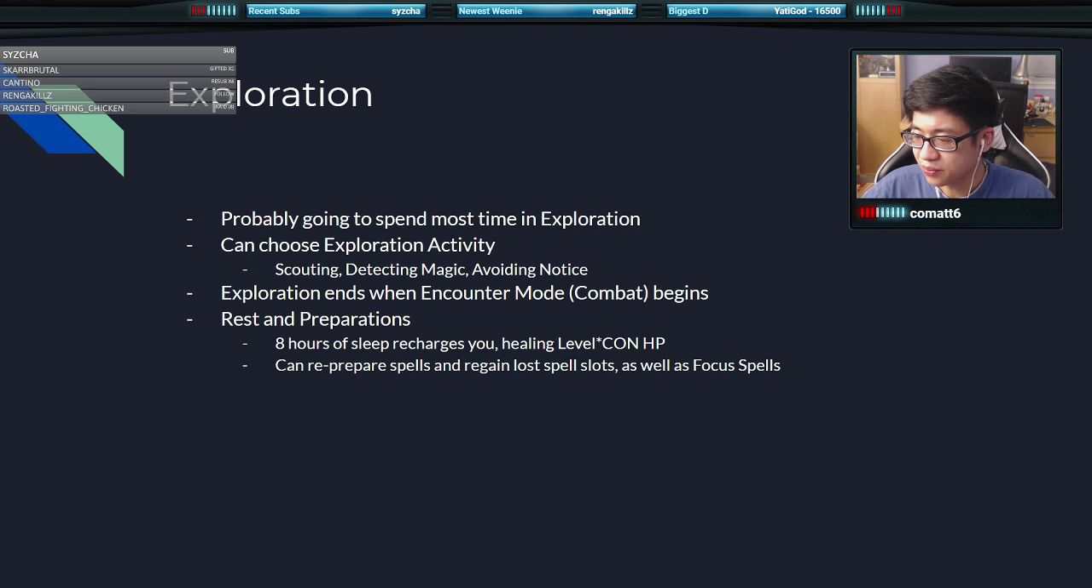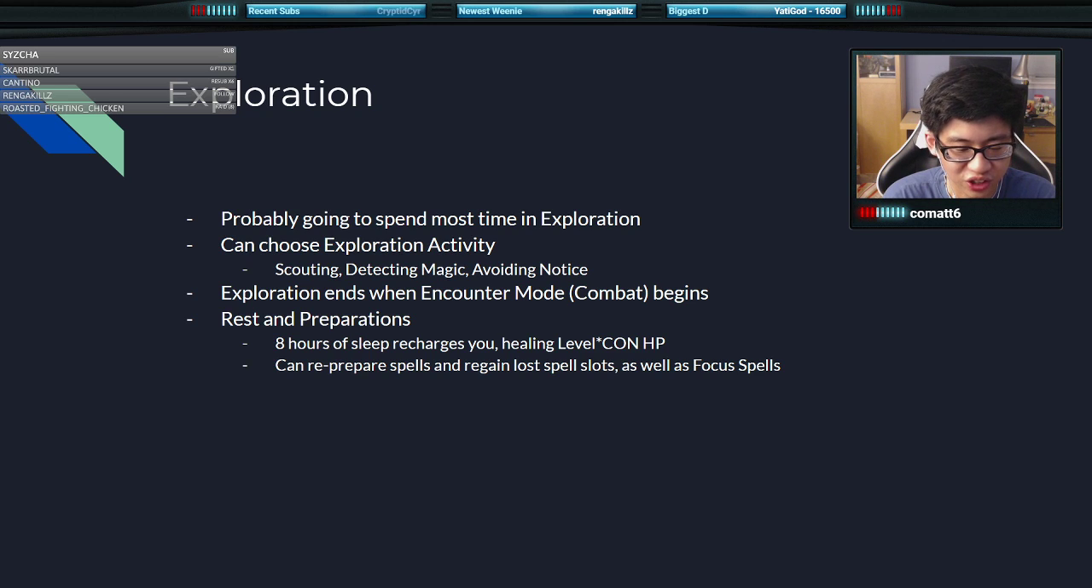So there's 3 types of modes in which you'll spend playing Pathfinder 2nd Edition. The most common of which is exploration. This is when you're going to be doing most of your role play and talking to your party members as well as NPCs. During exploration mode, you can pick an exploration activity such as scouting or detecting magic, avoiding notice, raising a shield, seeking, that sort of thing. And they all provide different bonuses when you enter combat. And that's when exploration mode ends.